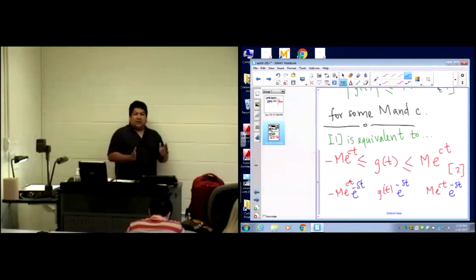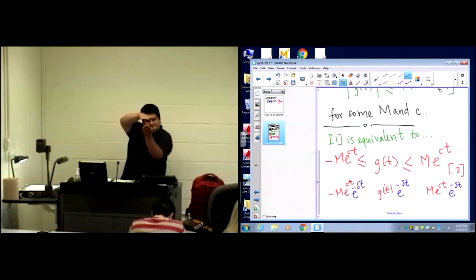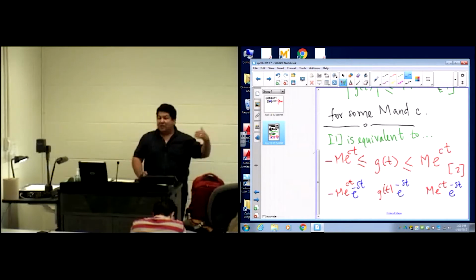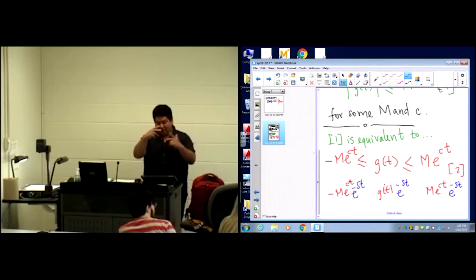e to the minus st is a positive function for all values of t. So no risk here in multiplying every term of the double inequality. However, if you're multiplying by something that is negative, that is a risk because it messes up the inequality. It could switch. You would have to be mindful, but no problem here because, as a function of time, with t being in the time domain 0 to infinity, e to the minus st is always going to be a positive function when we're assuming s is a positive real number too. So the inequalities are preserved.